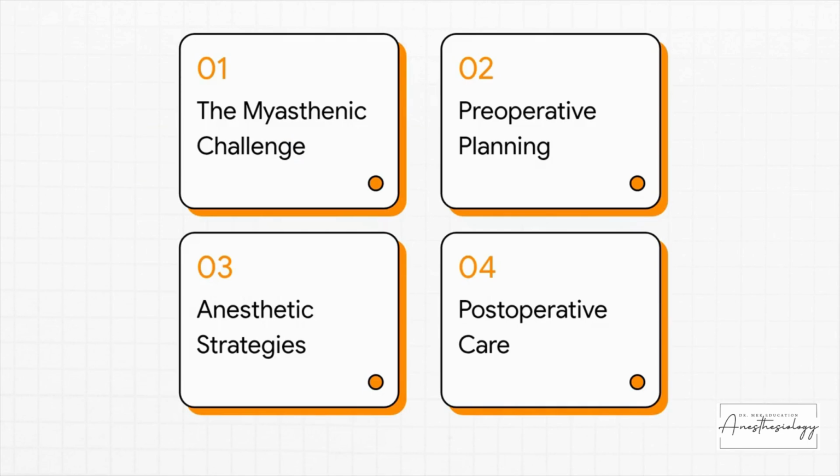All right, so here's our game plan. We're going to break this down into 4 key sections. First, we'll look at the disease itself, the myasthenic challenge. Then, we'll cover the crucial preoperative assessment. After that, we'll get into the specifics of intraoperative anesthetic strategies. And finally, we'll wrap up with postoperative care and how to handle potential complications.